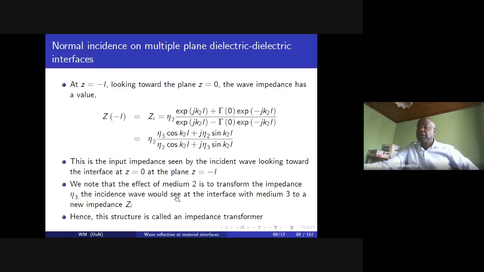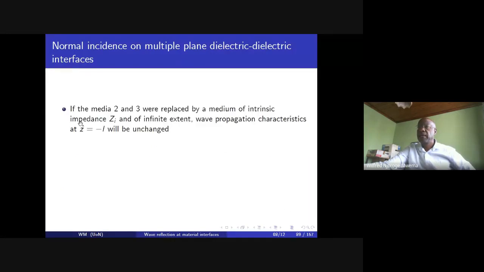And therefore, we can call such a structure an impedance transformer. That is, we are transforming the level of impedances between two media, so to speak. So suppose medium 2 and medium 3 were replaced by a medium of intrinsic impedance equal to Zi, having infinite extent, then the wave propagation characteristics at the Z equal to minus L plane will remain unchanged, okay?